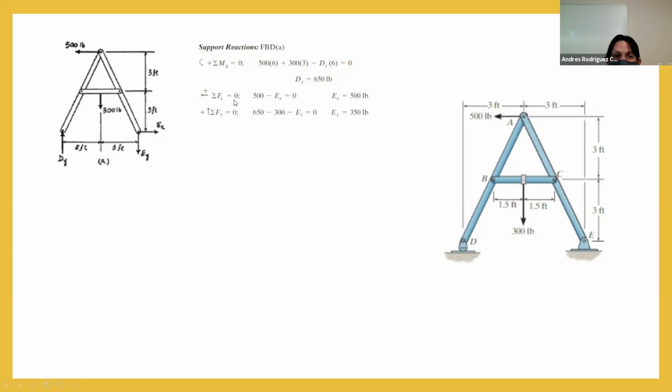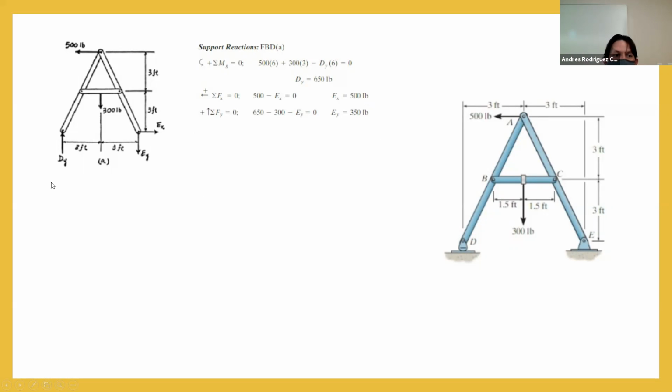After that, we have the summation of Fx. If we can see here, we are going to have only this reaction, this load here, and the reaction. There are no more elements in the horizontal axis for this body diagram. So right now we know that the reaction in E is going to be equal to 500 pounds.